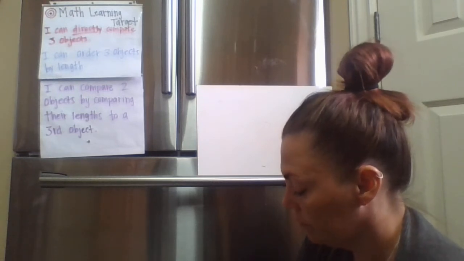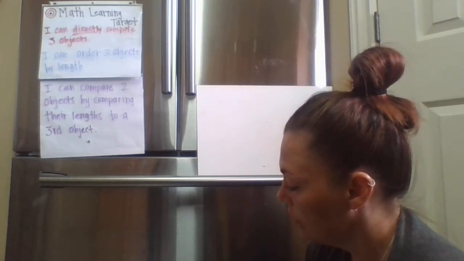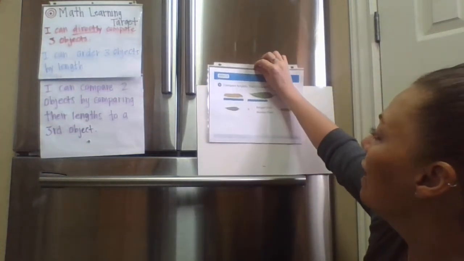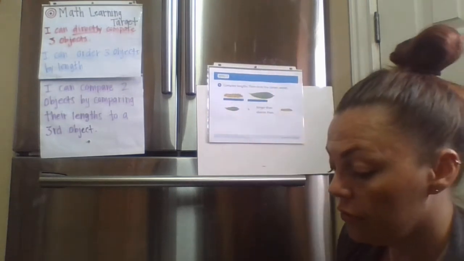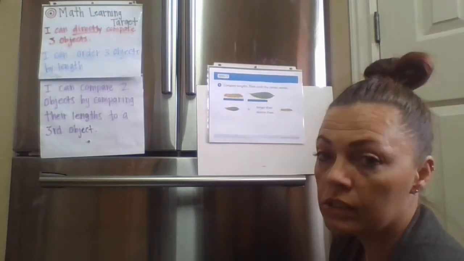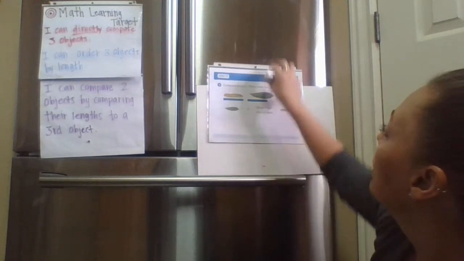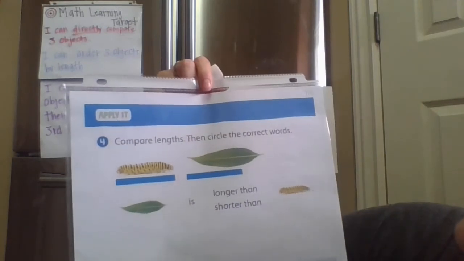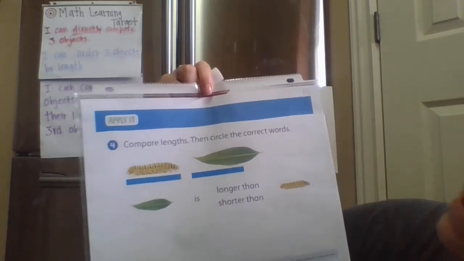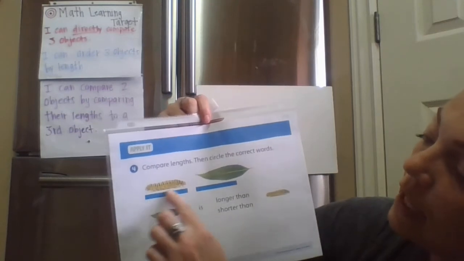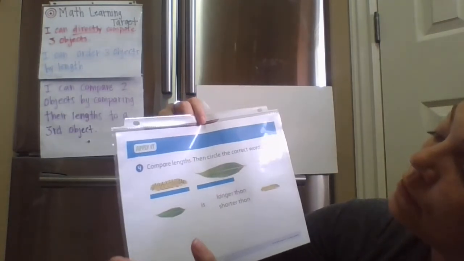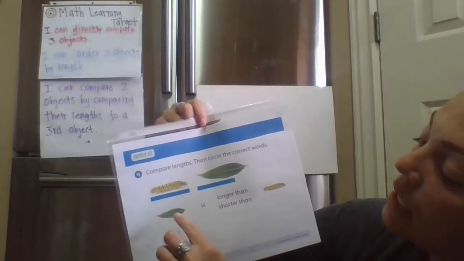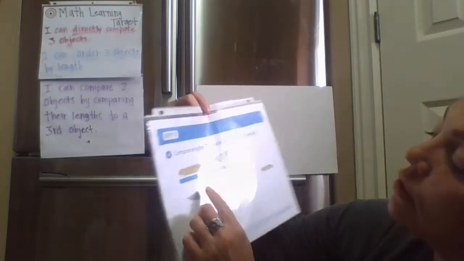Okay. We're gonna do one more, I think, and then you guys should have pretty much what you need to get through the week, but you can always contact Miss Cindy or I if you need help, okay? Oh, once again, I keep forgetting to show it to you. Okay, compare lengths, then circle the correct words, okay? Here's a caterpillar, here's a leaf. It has a piece of tape or something that they're measuring with, a blue piece of tape.